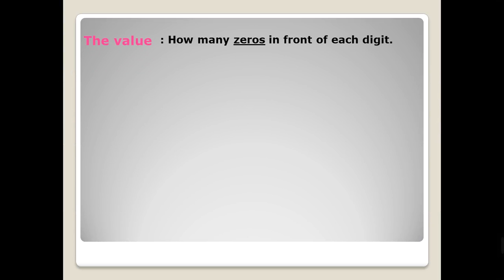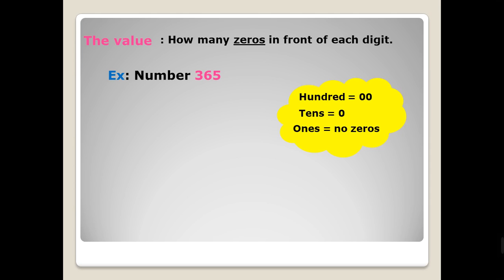The value means how many zeros in front of each digit. Let's remember, 100 has 2 zeros, okay? And 10 has 1 zero. Ones doesn't have any zeros, okay?